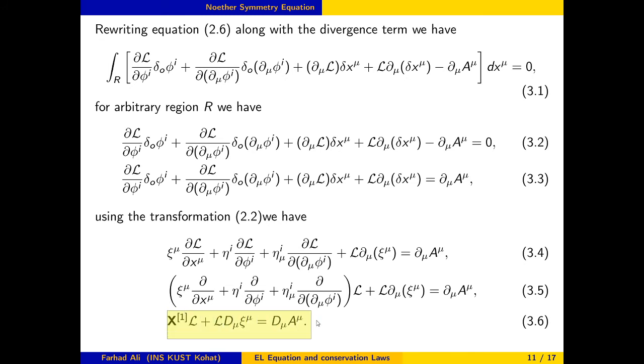And this equation is very famous and used in mathematical physics frequently, and also other branches of sciences. Nowadays it is used in cosmology as well. So this is another equation. So far we derived the Euler Lagrange equation, conservation law, and Noether symmetry equation, and all of them are deeply connected with the action for the dynamical system.